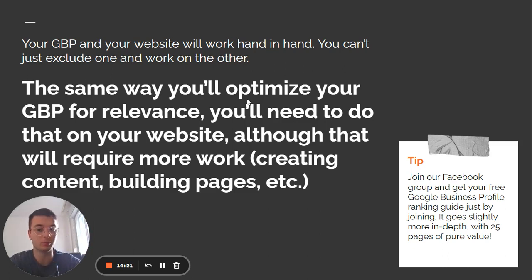So here is another tip. Join our Facebook group for water damage marketing and water damage SEO, and get your free Google Business Profile ranking guide just by joining. I have this displayed at every presentation I do, but here I've decided to leave it because that guide is an ebook, 25 pages of pure value. It goes more in depth, elaborates on prominence, proximity, and relevance. It also provides more data about GBP in general, what you can do with it, and how valuable it truly is.